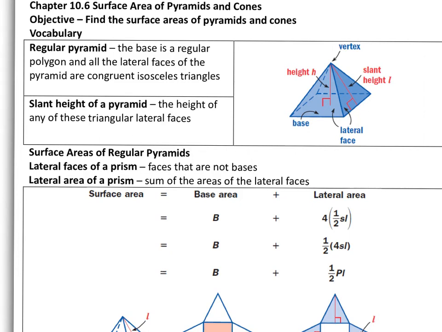10.6. In this lesson, we will be focusing on finding the surface areas of pyramids and cones. To the right here, we have what we call a regular pyramid. Remember, regular means all sides are equal. So this polygon here is a pyramid with all of its sides equal. To be more specific, we can call this pyramid a square pyramid.